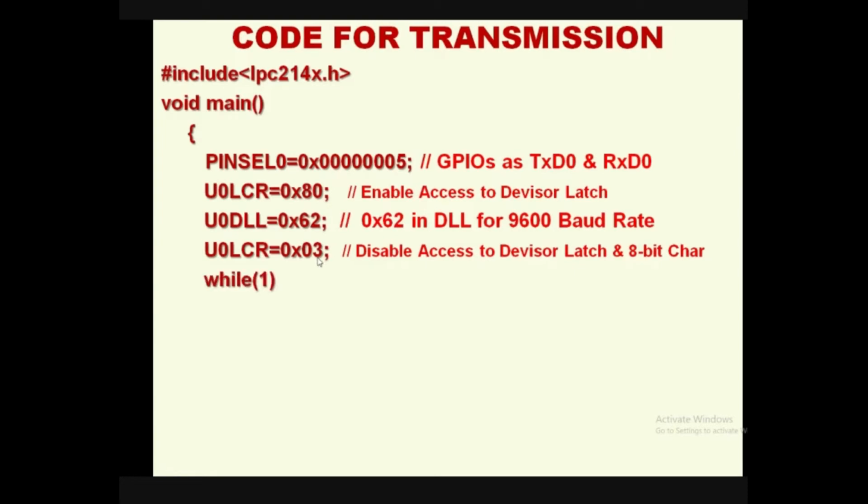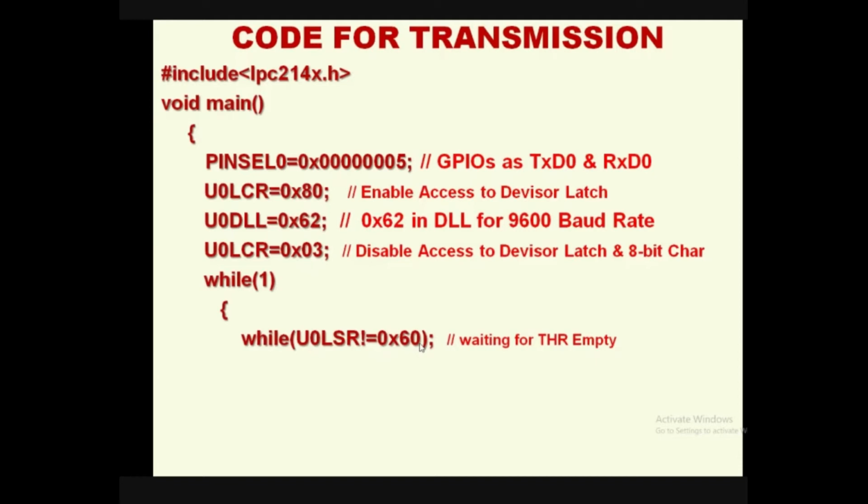Then, as discussed, we have to wait until the transmitter becomes empty. So while the UART 0 line status register is not equal to 0x60. When the UART 0 line status register value becomes 60, that indicates the transmitter is empty. That means the parallel in serial out shift register is empty, and now it is ready to shift out the next data.